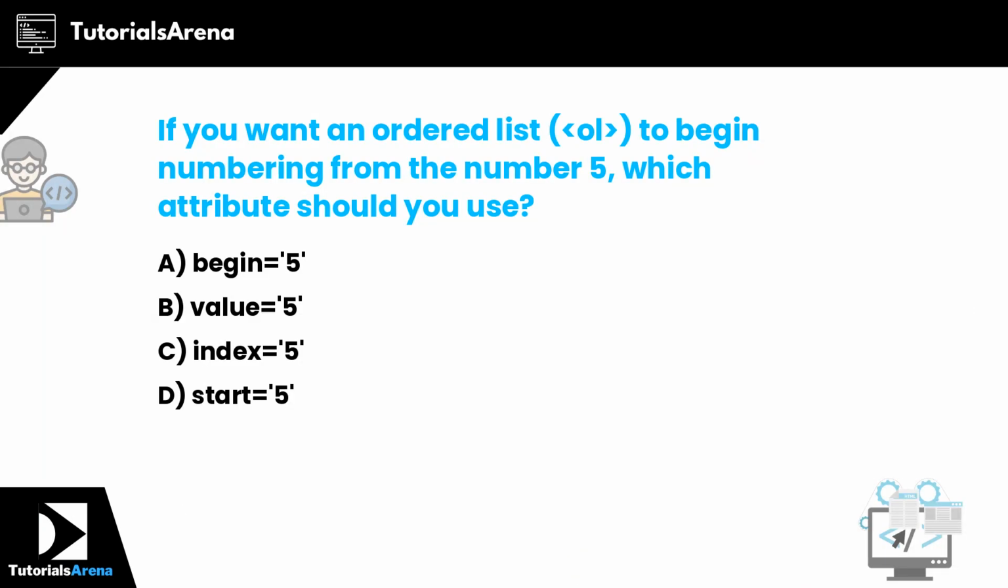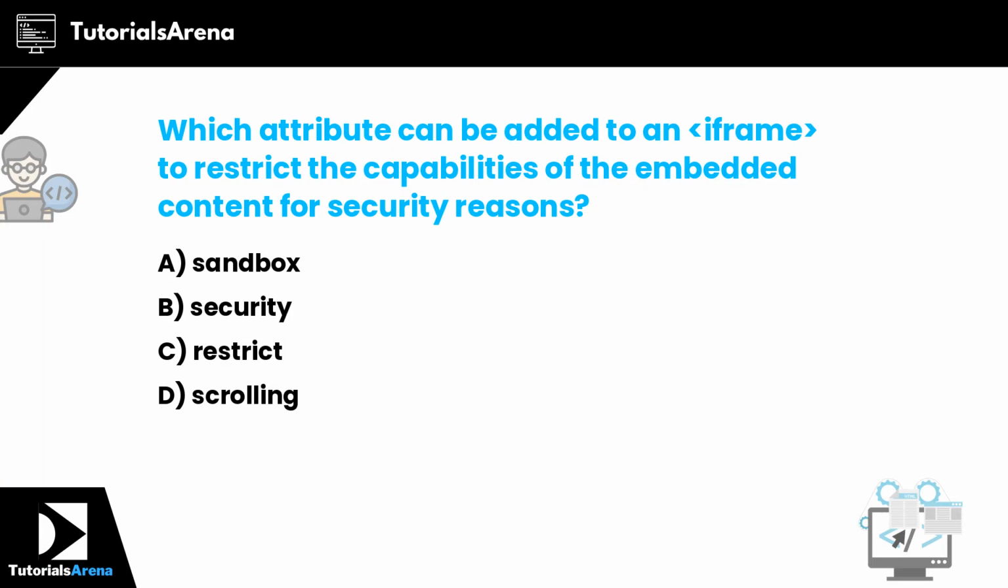If you want an ordered list, OL, to begin numbering from the number 5, which attribute should you use? The correct answer is option D, start equals 5. Which attribute can be added to a frame to restrict the capabilities of the embedded content for security reasons? The correct answer is option A, sandbox.